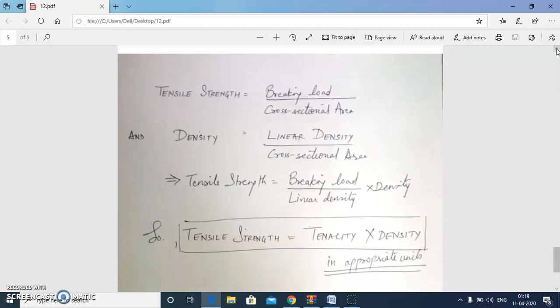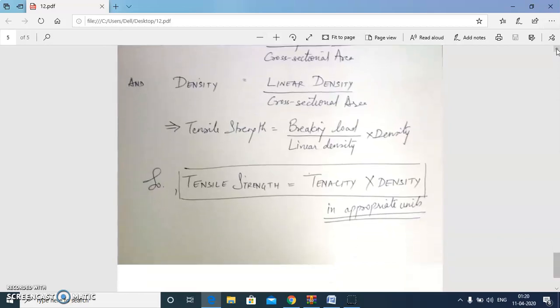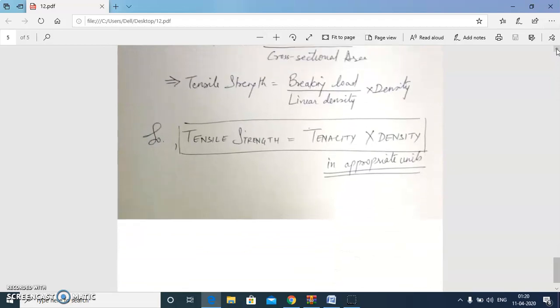Now if we need to convert from tenacity to tensile strength, we can use this relation. As we already know, density can be expressed as linear density upon cross sectional area, and tensile strength is equal to breaking load divided by linear density into density. So we get this relation, that is tensile strength is equal to tenacity into density in appropriate units. Units are very important here.